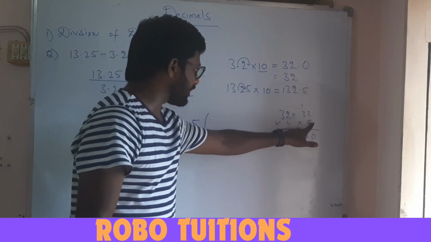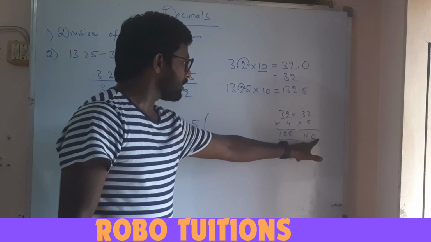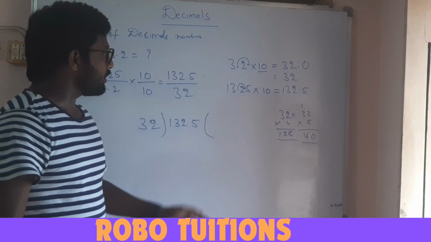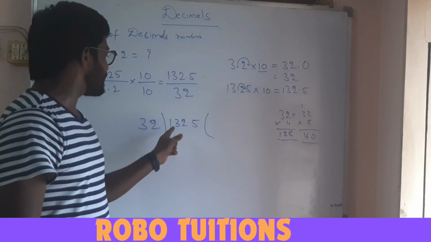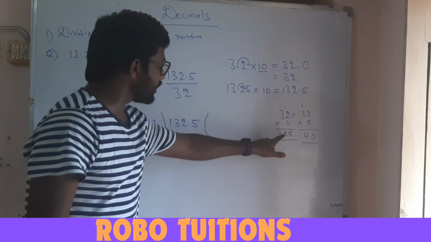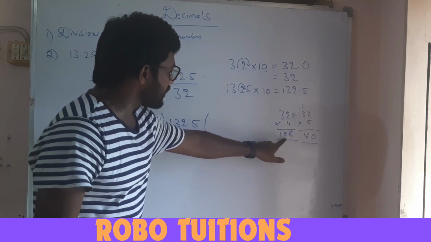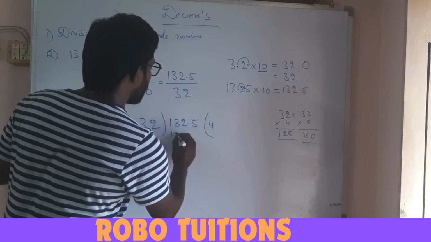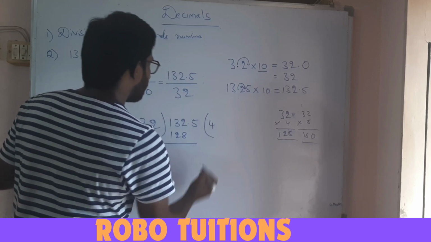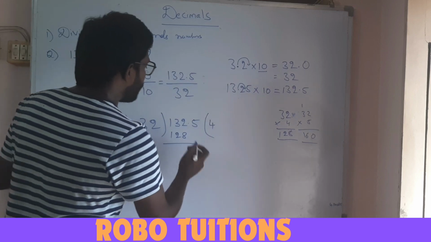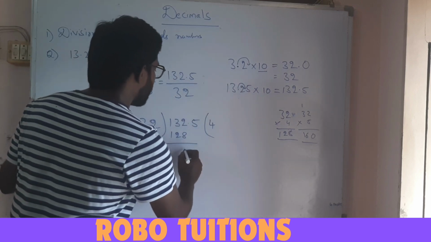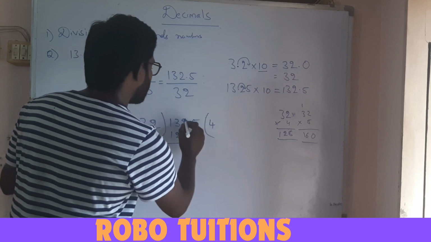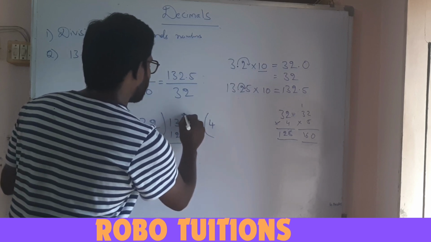Here the number is 132. Suppose you take 32 five times, the number will become too big, so subtraction is impossible. That's why you take the value which is lesser than 132. Here the lesser number is 128, so take 4 times: 32 fours are 128. Now subtract. Take the borrow 12. The remainder is taken from here: take the number 1 and subtract, and 12 will come.